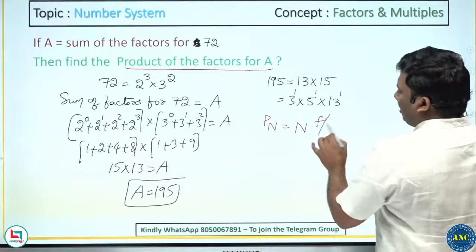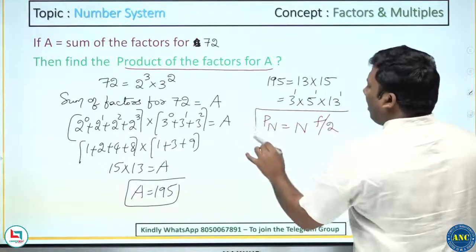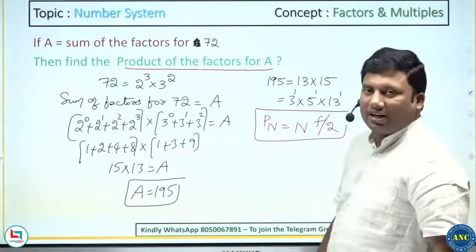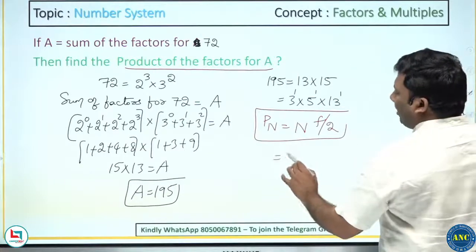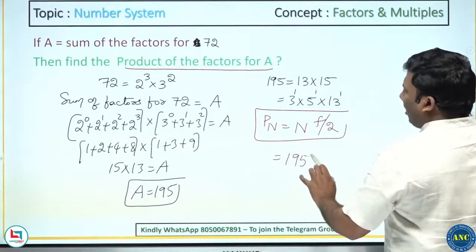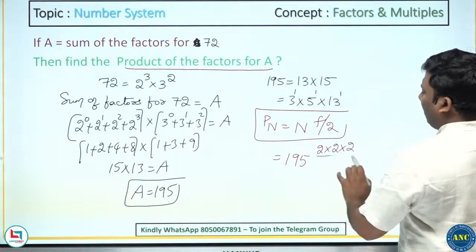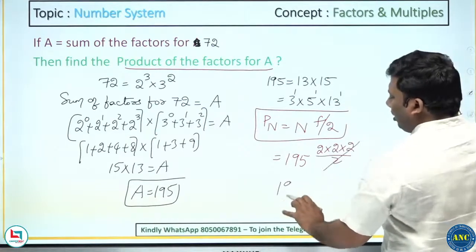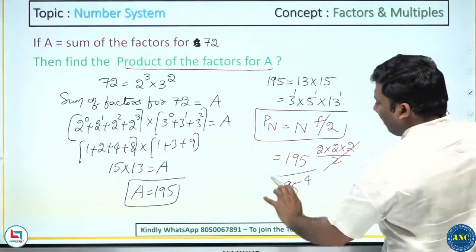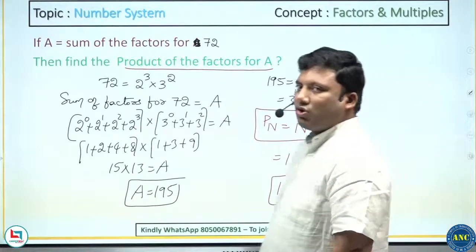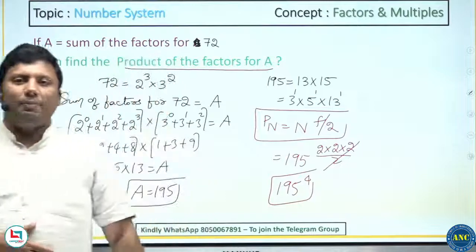Product of the factors is given by number power number of factors by 2. 195 power (2 into 2 into 2) divided by 2. Answer is 195 power 4. The answer for this question is 195 power 4.